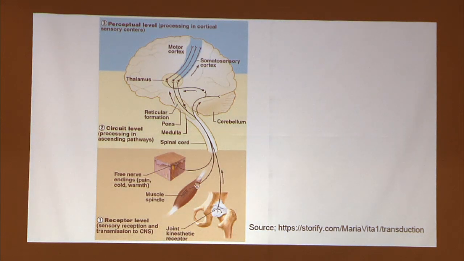This proprioception information needs to go to our cerebellum for balance and coordination, and we also go to the motor cortex for trying to actually do different movements.